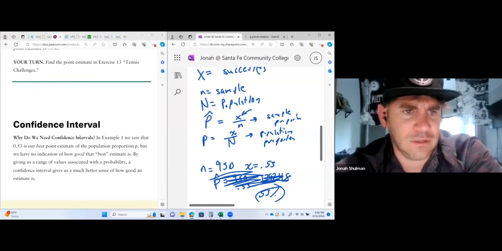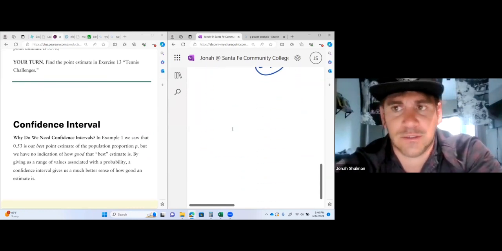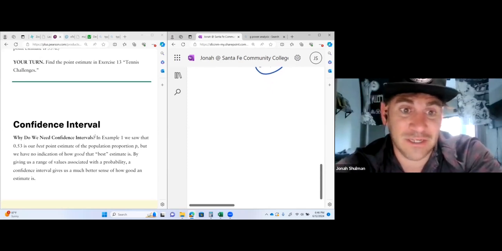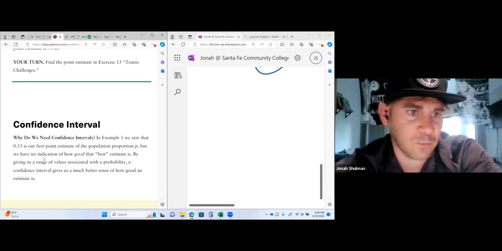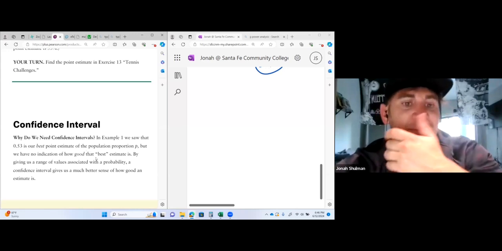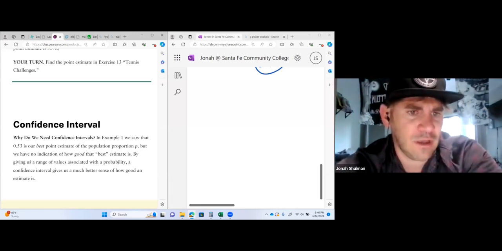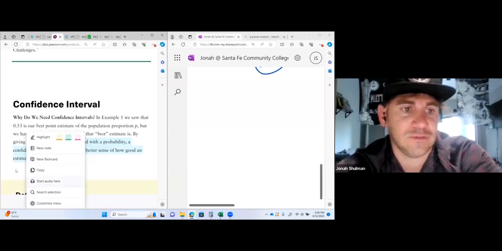All right. Why do we need confidence intervals? Perfect. Something that is very familiar to me, that I use all the time. So in example one, we said that 0.53 is our best point estimate of the proportion p. We have no indication of how good that best estimate is. This is our best guess. We have no clue how good it is. By giving us a range of values associated with a probability, a confidence interval gives us a much better sense of how good an estimate is.